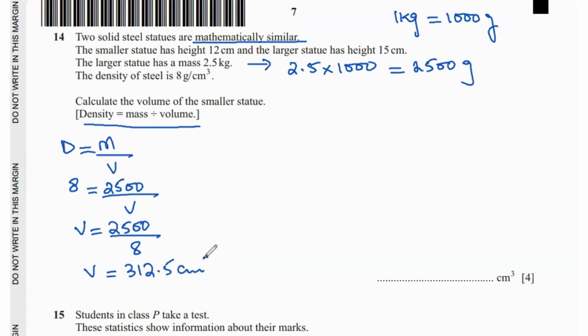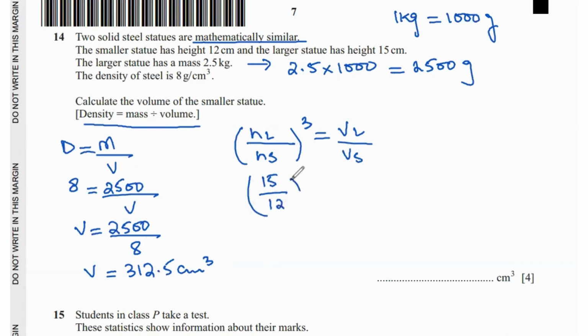312.5 centimeter cube. So we know when shapes are mathematically similar, that means the ratio of the height of the larger statue to the height of the smaller statue, cubed, would equal the volume of the larger statue divided by the volume of the smaller statue. So that is going to be 15 over 12 cube equals 312.5 divided by the volume of the smaller statue.